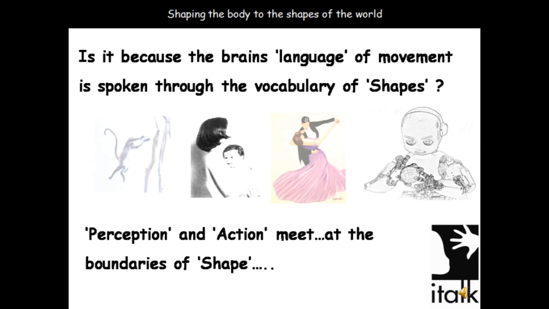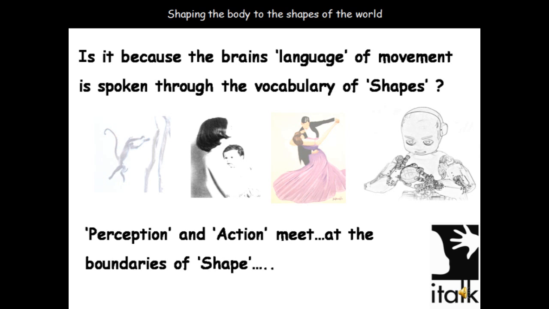Because it has a long evolutionary perspective also. Be it a monkey that is trying to cling to a branch of a tree, a woman that is embracing her baby, or a couple trying to perform a dance, or a baby humanoid manipulating a ball. All of them are trying to shape their body to the shape of the world with which they are interacting.